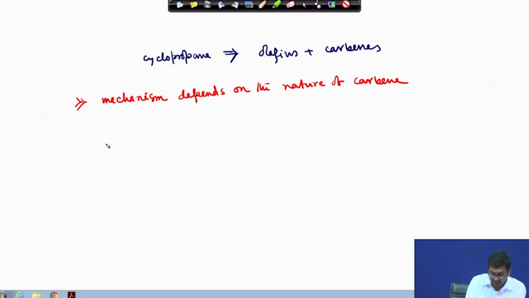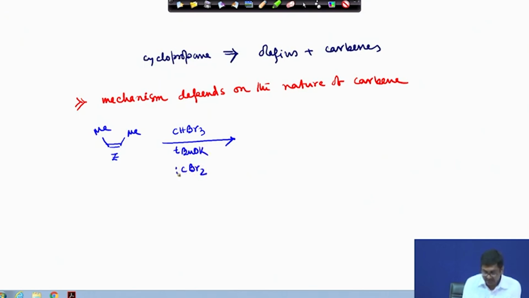Okay. Let us take this Z olefin. Okay. Now, if we react it with bromoform in the presence of base, that actually generates this carbene, dibromocarbene, that gives this cyclopropane ring. Okay. So, here we know that this is a singlet carbene.